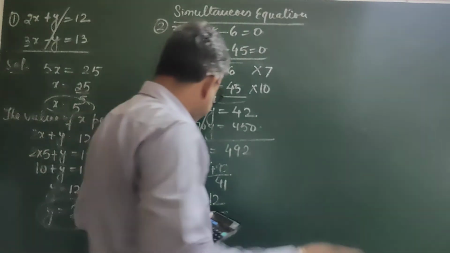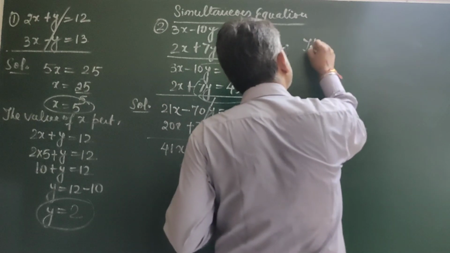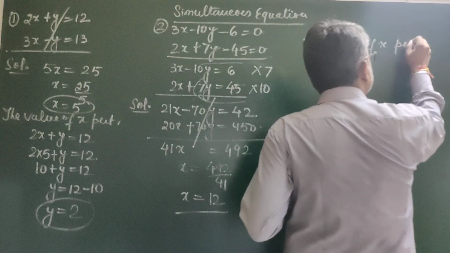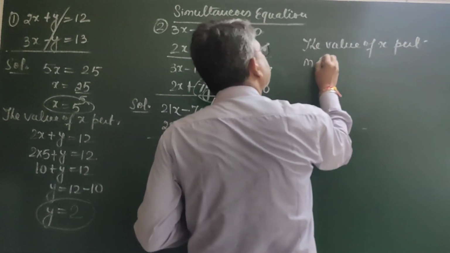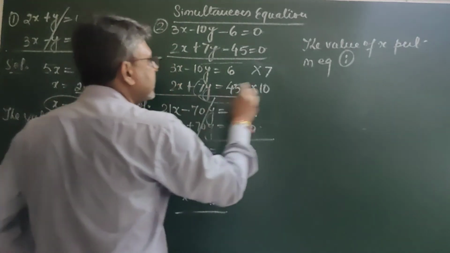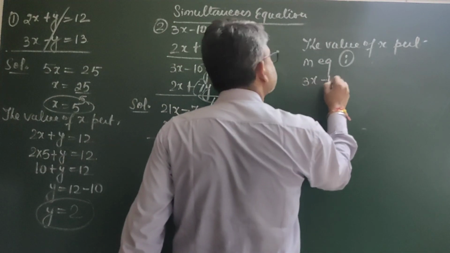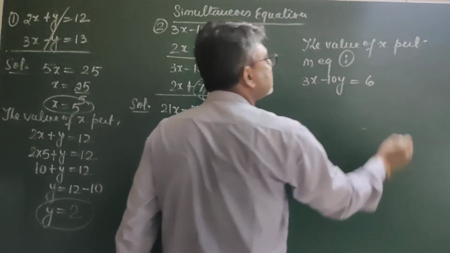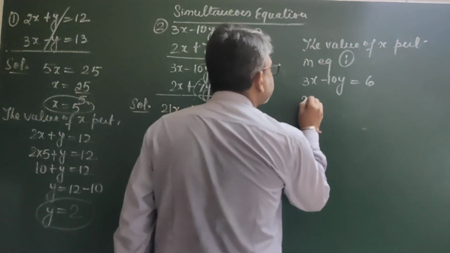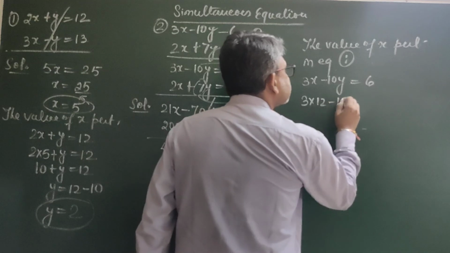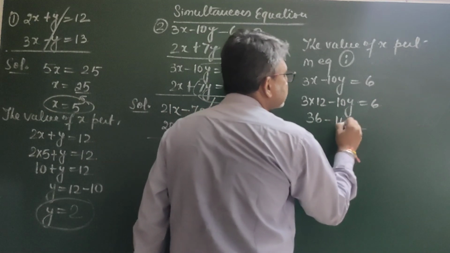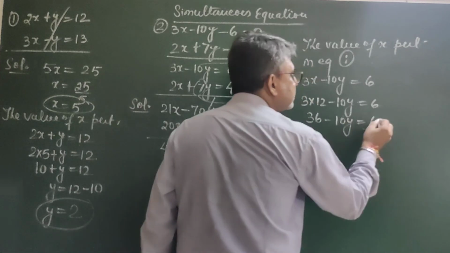किसी में भी पुट कर लीजिए। The value of x put in equation 1 में पुट करते हैं. Now the equation 1 is 3x minus 10y are equals to 6. Now the value of x is 12. 3 into 12 minus 10y are equals to 6. This is 36 minus 10y are equals to 6.